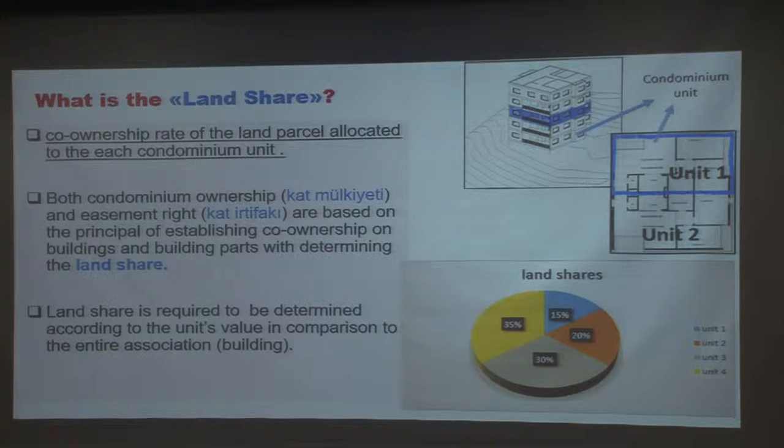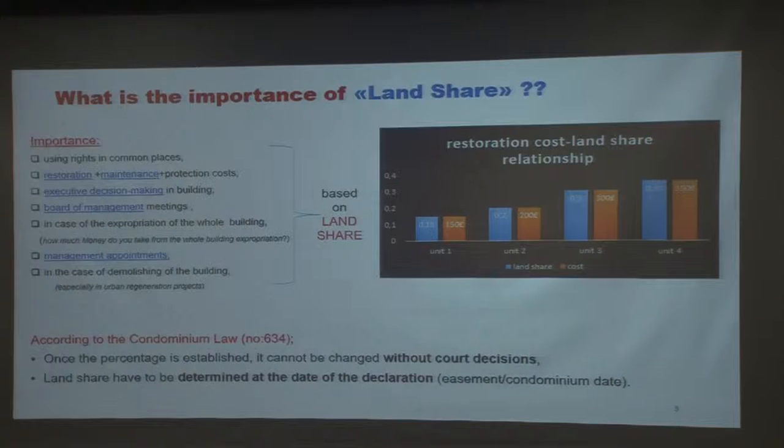First of all, what's the land share? Land share is the co-ownership rate of the land parcel allocated to each condominium unit. Both condominium ownership and easement right are based on the principle of establishing co-ownership on the buildings with the land share. And this share is required to be determined according to the unit's value in comparison to the entire association.